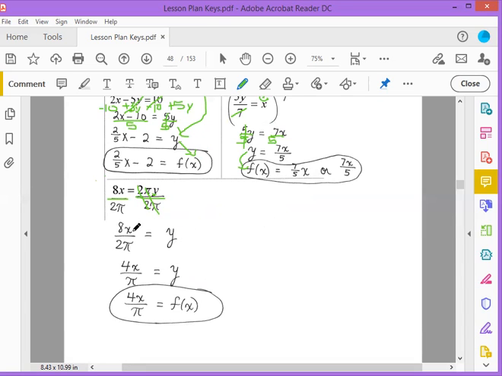Now, this 8x divided by 2 pi, 8 divided by 2 can be simplified. So 8 divided by 2 gives us 4. The x remains in the numerator, the pi remains in the denominator. And now we'll just change this equation to function form, substituting f of x for y. So we'll have f of x equals 4x divided by pi.